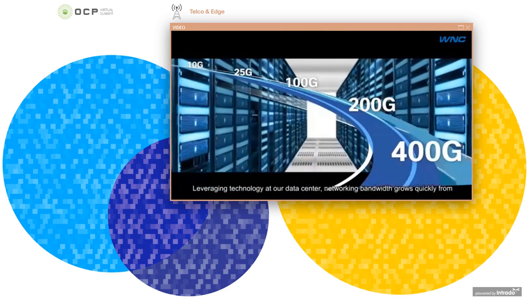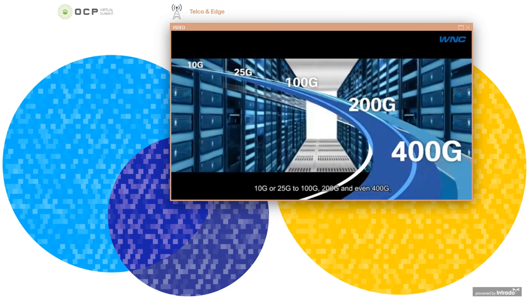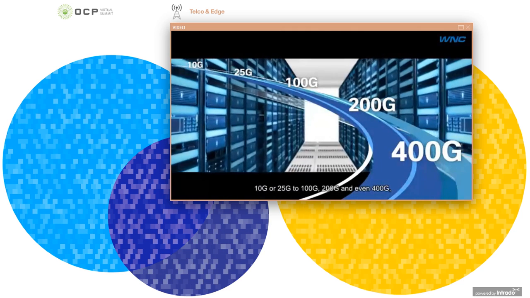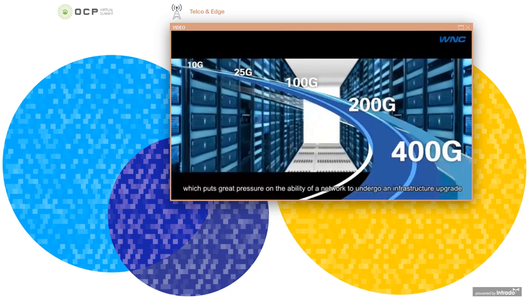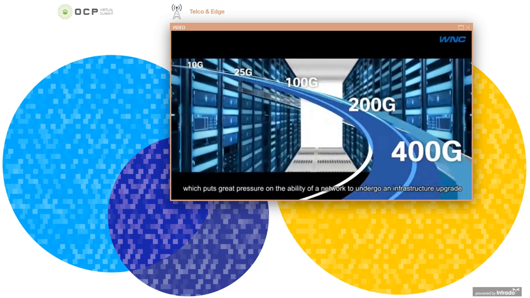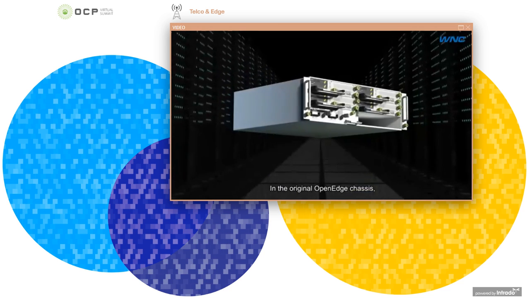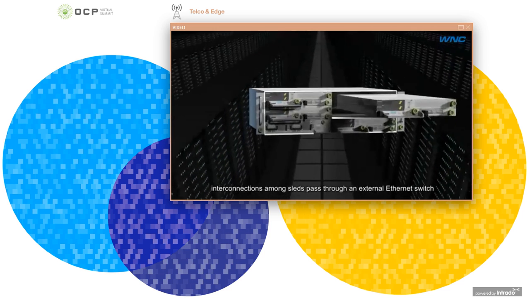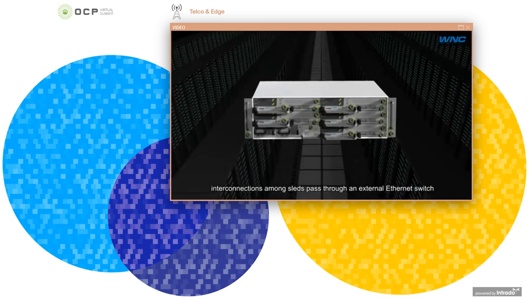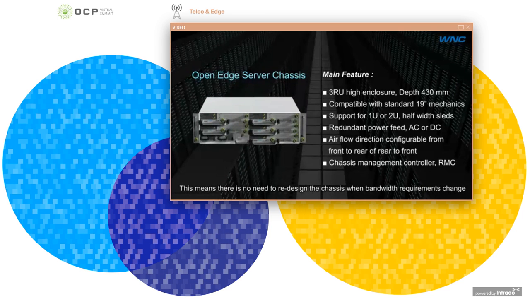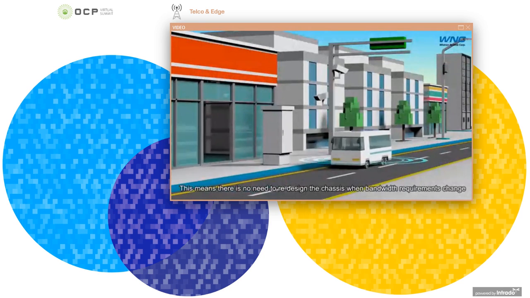Networking bandwidth grows quickly from 10 gig or 25 gig to 100 gig, 200 gig, and even 400 gig, which puts great pressure on the ability of a network to undergo an infrastructure upgrade. In the original openEDGE chassis, interconnections among the sleds pass through an external Ethernet switch. This means there is no need to redesign the chassis when bandwidth requirements change.